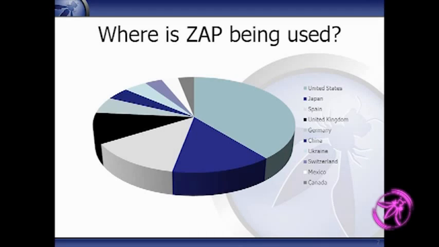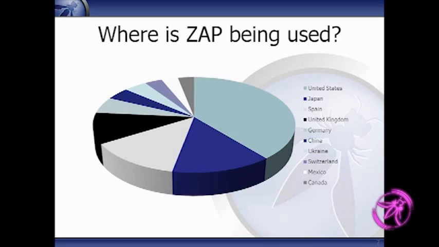Final thing before we get onto some of the functionality. Just wanted to give you an idea of where ZAP is being used in the world. Basically, the bigger slices are countries at the top. And I'm not sure how you change the colour scheme, so it's a bit confusing. But not surprisingly, the States is at the top. And this is just based on the check for update request, so it's probably wildly inaccurate. But it gives you an idea.